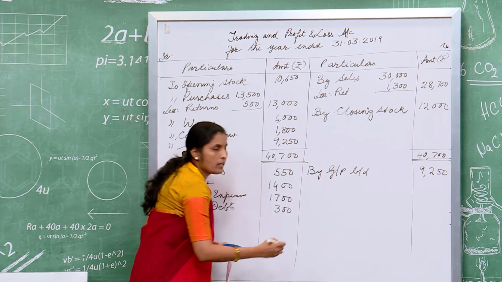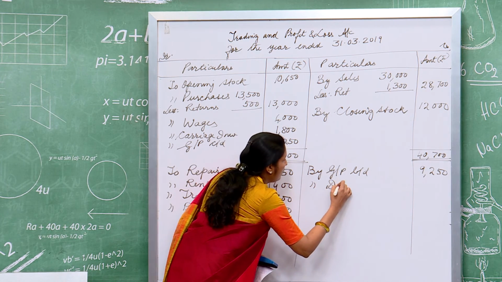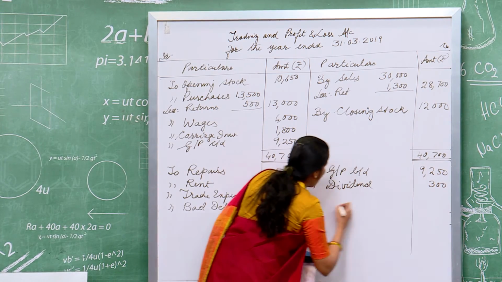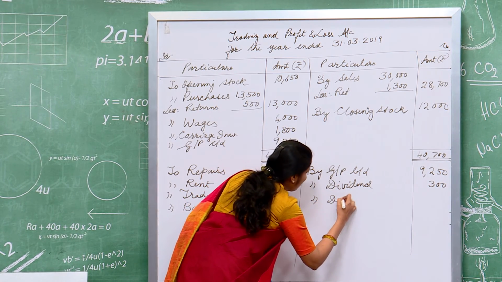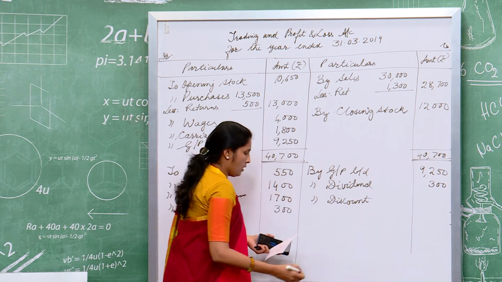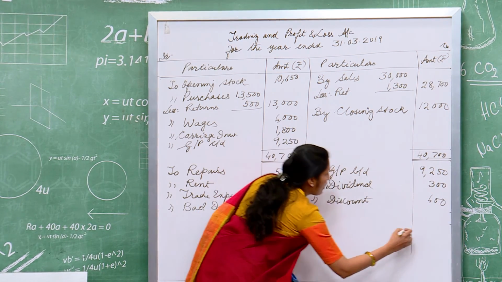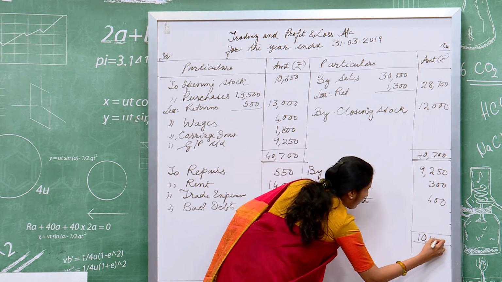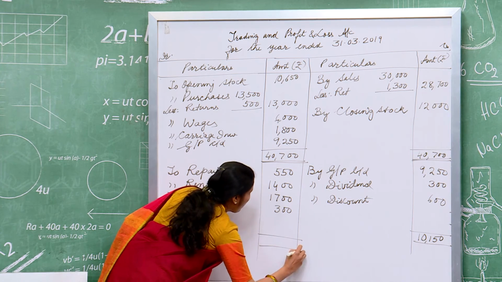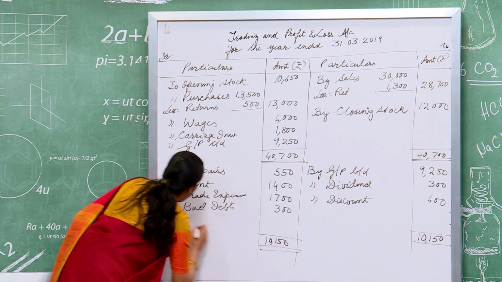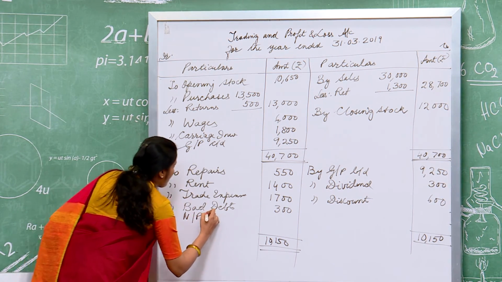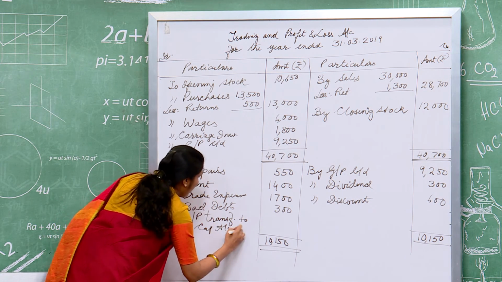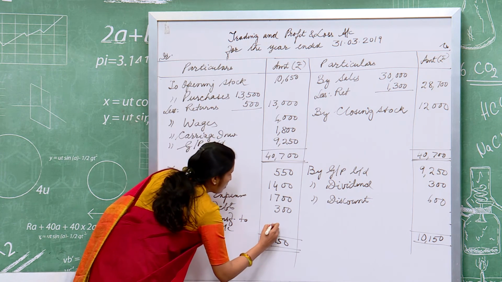We have some items on the credit side as well. So by dividend, the amount of dividend given to us is 300, and we have discount. So the amount of discount is 600. Let's now do the totaling on the credit side of profit and loss account. The total will be 10,150. So we have a net profit, that is transferred to capital account, and the net profit you will get is 6,200.